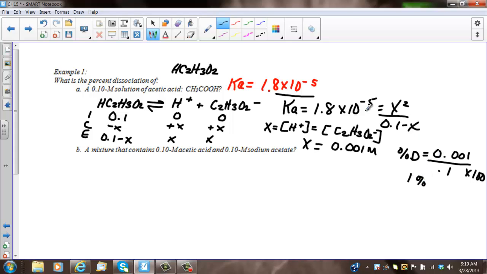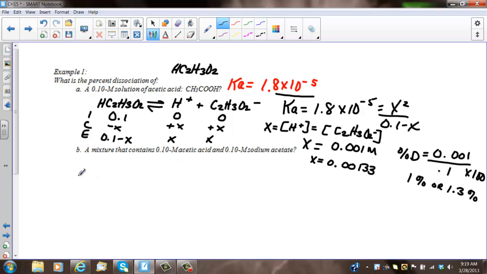Now, it's possible that when you got your X, because you should be doing this with your solver, some of you may have gotten an X equal to, if you took the whole number, 0.00133, and that's fine. If you use this as your part, then you would have gotten a 1.3% dissociation. Still, again, very small dissociation due to the fact that it's a very weak acid, and we know that weak acids don't like to dissociate, which is shown by the Ka value being so extremely small.